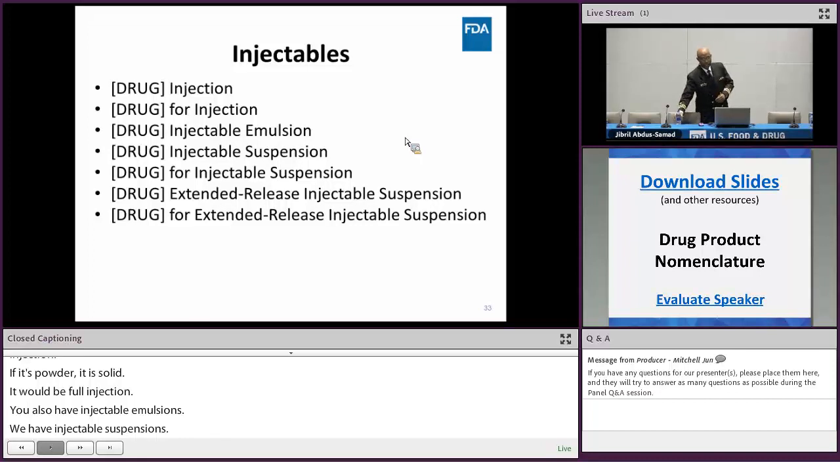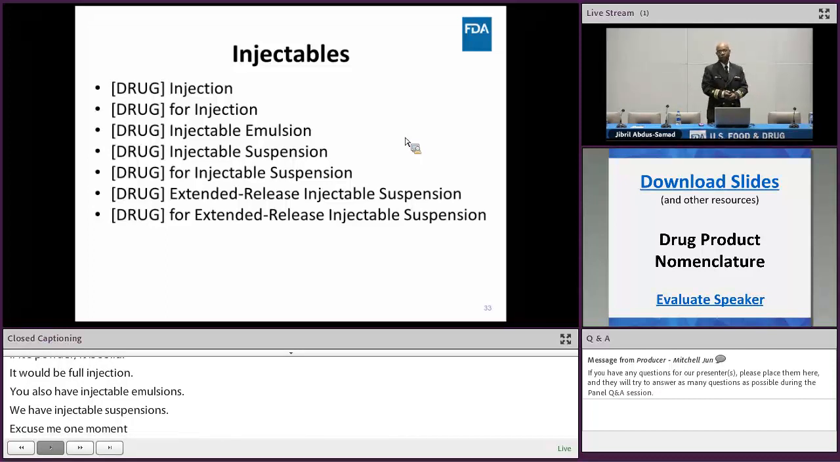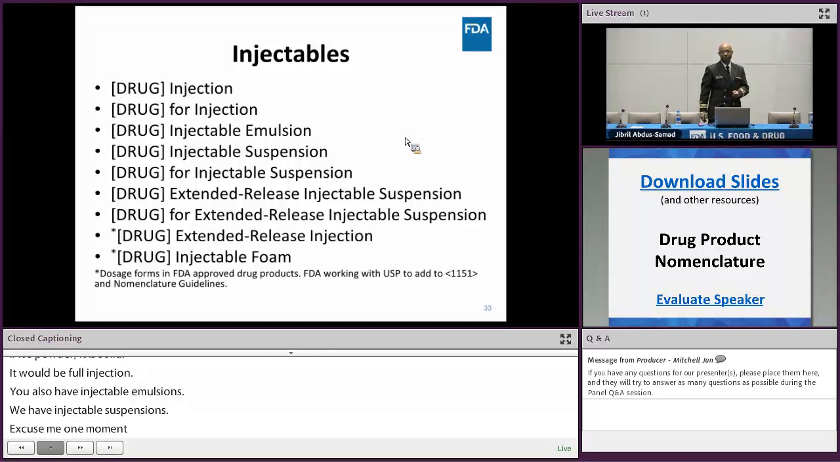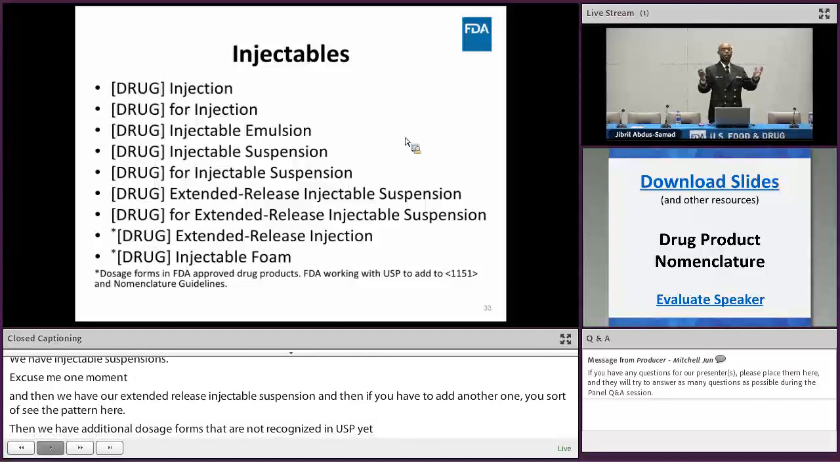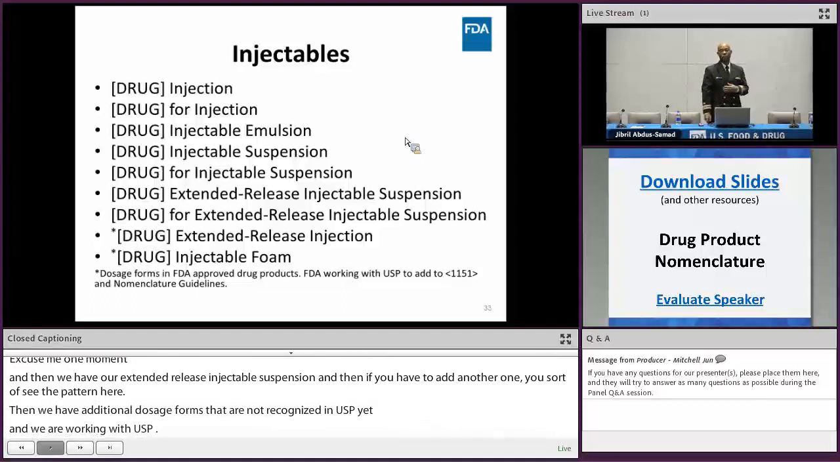And then we have our extended release injectable suspensions. And then if you have to add a diluent to it, 4. So you sort of see the pattern here. And then we have additional dosage forms that are not recognized in USP yet. We're working with USP. We have an extended release injection, which is a solution. And then we also have an injectable foam. So we're working with USP on that. So all this to say there are a lot of different dosage forms for injectable products.